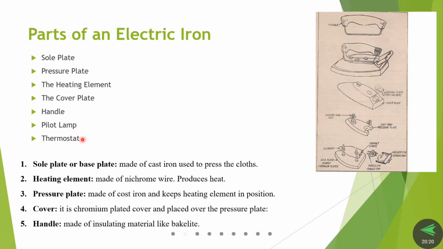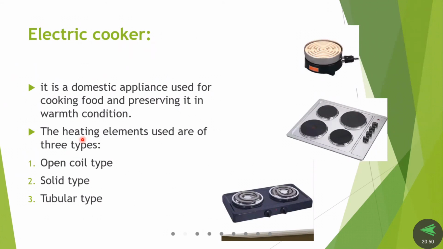Whenever the iron box reaches the maximum temperature, it will disconnect the switch. Then the continuous supply to the heating element is disconnected. Whenever the temperature decreases, the thermostat will connect again and the continuous supply will flow through the heating element. Then the heat is produced. So that is the operation we can see for the electric iron. In detail we are discussing this in the third chapter. Next, electric cooker.